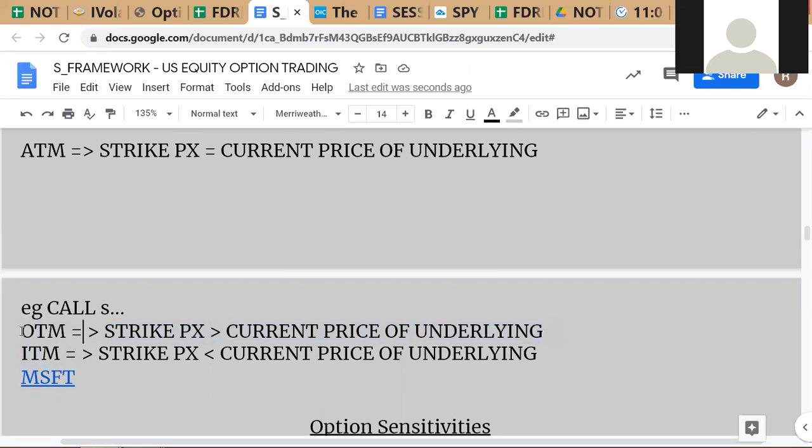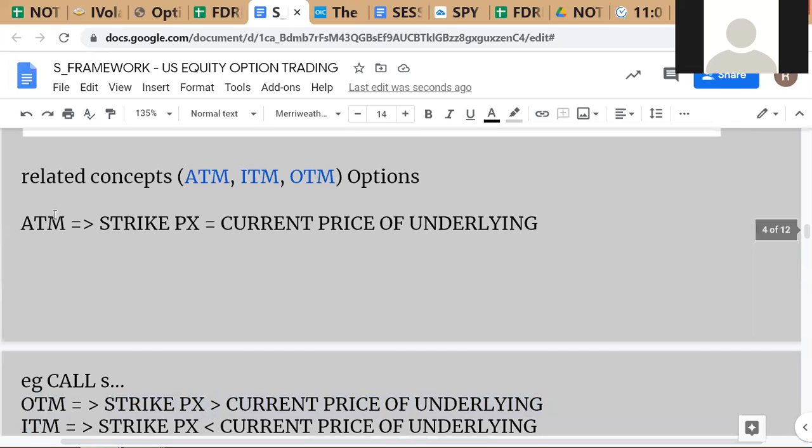I'll just write it here. ATM is strike price is equal to current price. These are general definitions in the sense that they apply to both calls and puts. ATM is equal to, the strike price is equal to current price of underlying, okay?